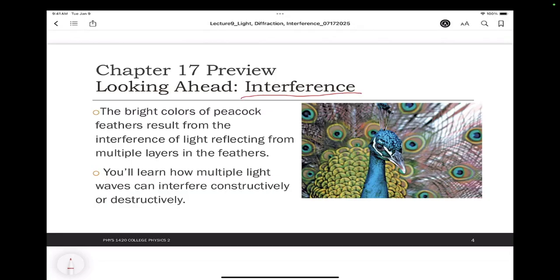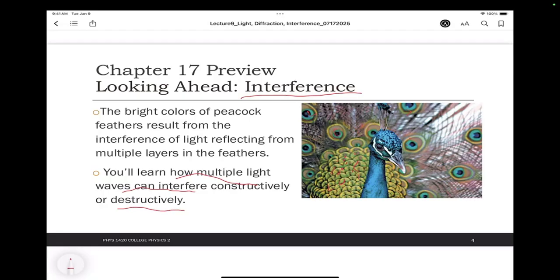And you can see these bright colors on peacock feathers result from the interference of light reflecting from multiple layers in the feathers. If you observe peacocks, you will know they are very colorful, very bright. These colors result from the interference of light reflecting. We will talk about this. And also you will learn how multiple light waves can interfere constructively or destructively.